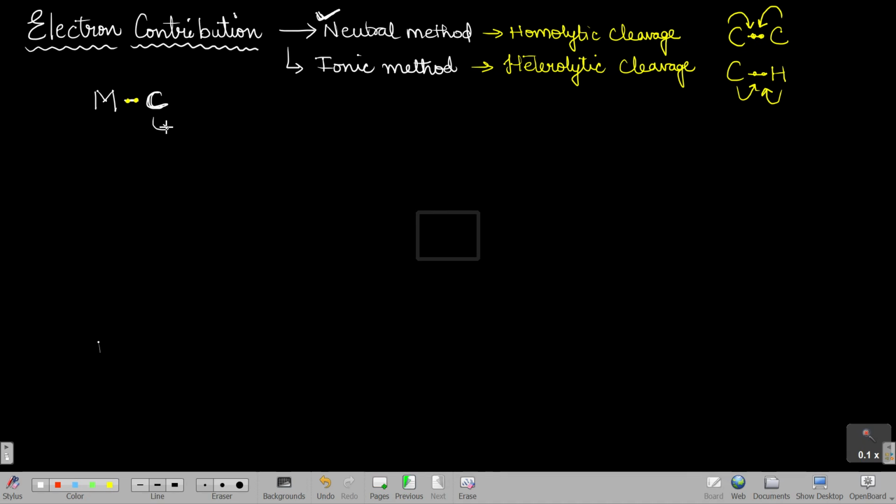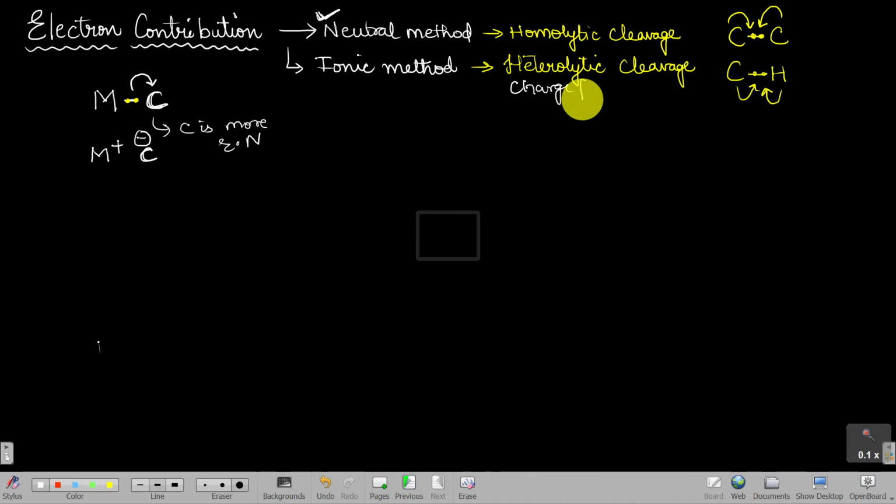Now we need to see which is more electronegative. We know that carbon is more electronegative than metal. Any metal you take, carbon is more electronegative. In fact, we also saw in the iron hydrogen example that even hydrogen is more electronegative than most of the metals. So whenever you have an organometallic compound with a metal-carbon or a metal-hydrogen bond, the carbon is going to be more electronegative. So both the electrons are going to be cleaved heterolytically towards carbon. The metal is going to have a positive charge and carbon will have a negative charge. In heterolytic cleavage, what happens?